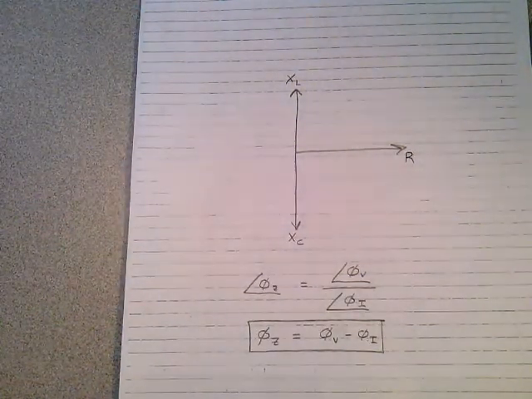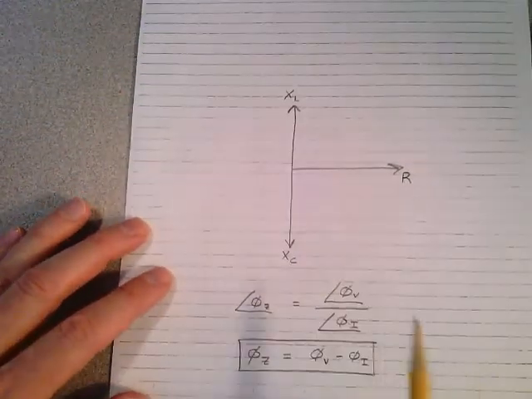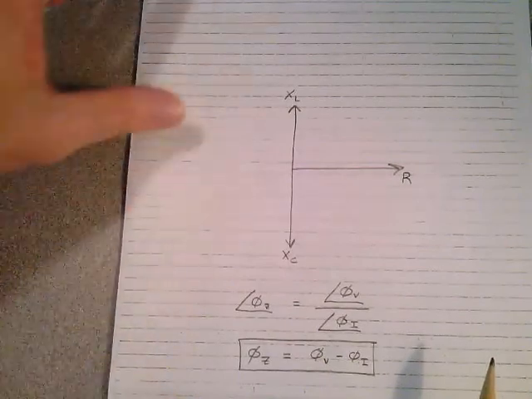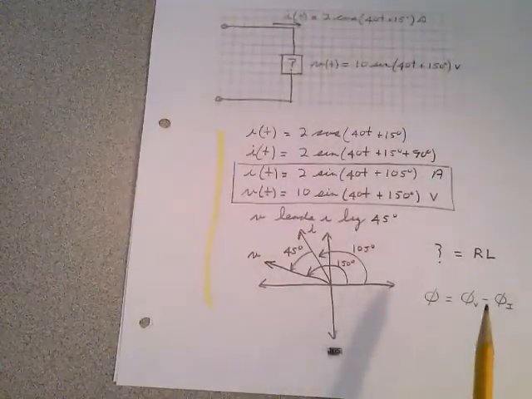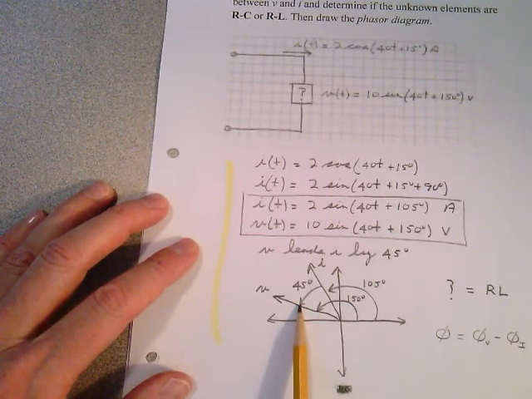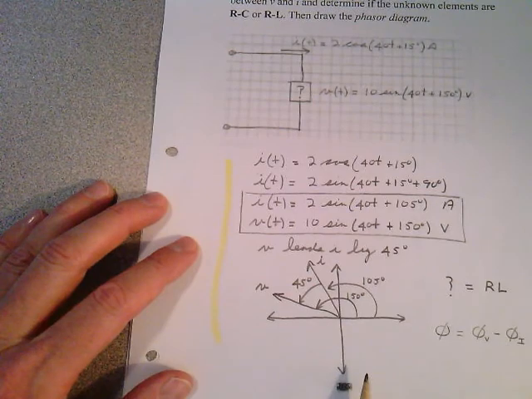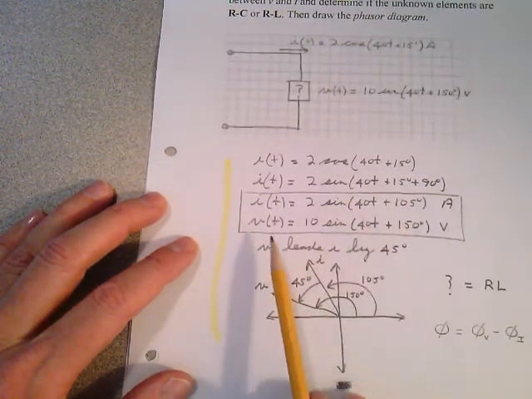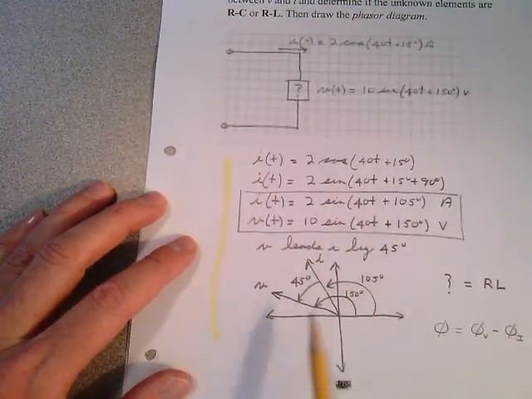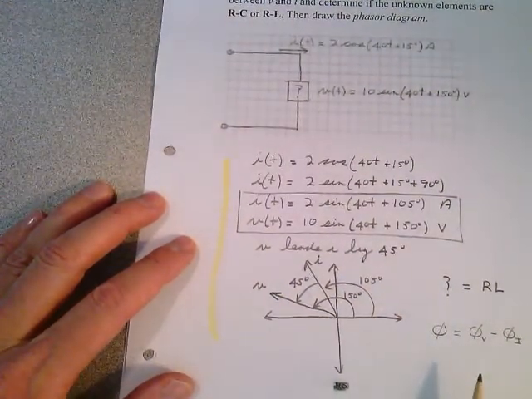So I want you to go ahead and look that over. That's pretty important. It's called an impedance diagram. But if we go back to this problem, you can see that the angle associated with the voltage we said was 150 degrees. And you subtract the angle associated with the current, which is 105 degrees, and you get plus 45 degrees.